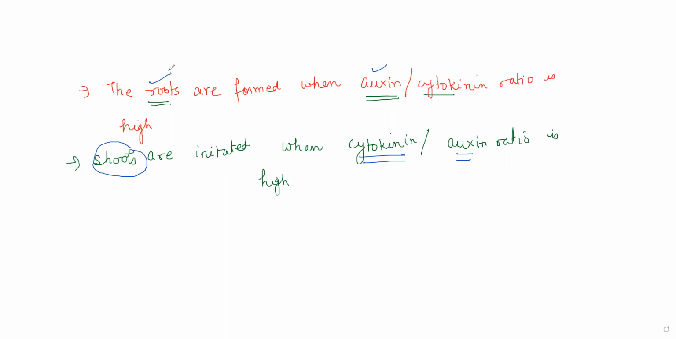Suppose both the hormones are at an intermediate level. Then they will produce completely disorganized callus growth. If auxins and cytokinins are both at the intermediate level, they will completely disorganize the callus growth.